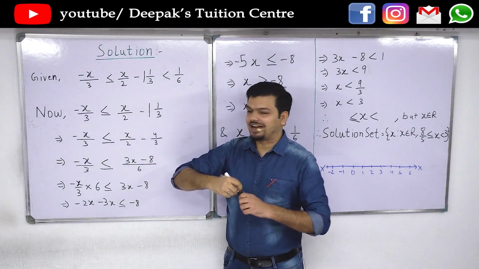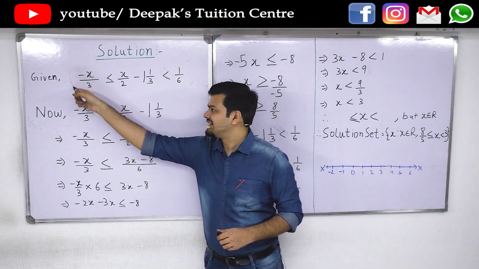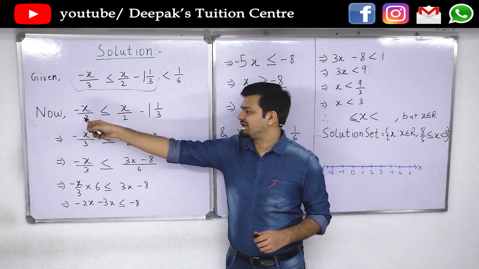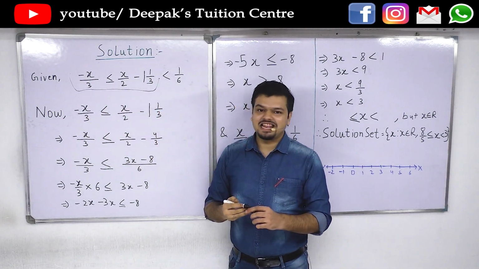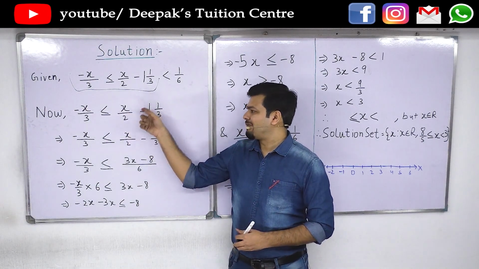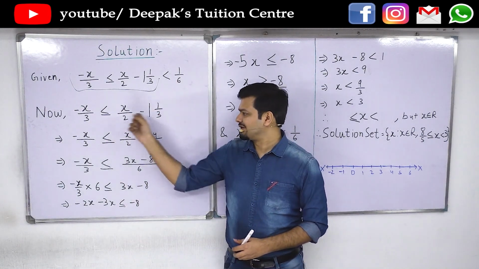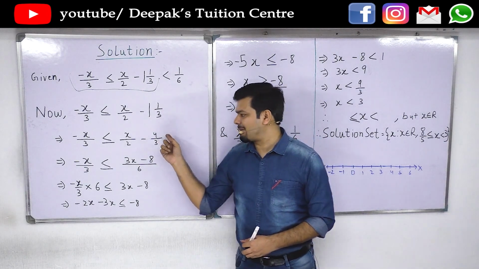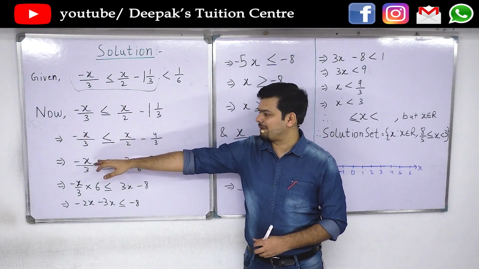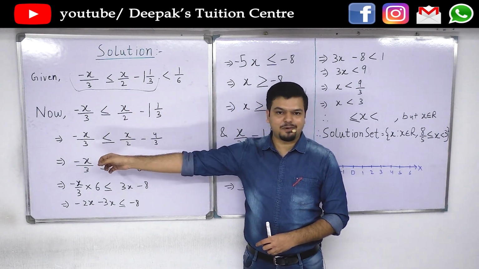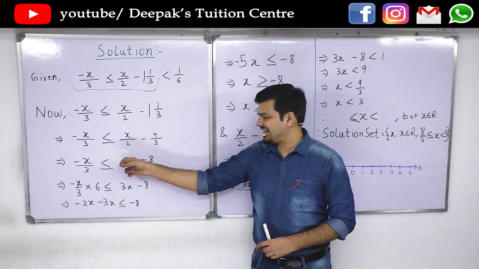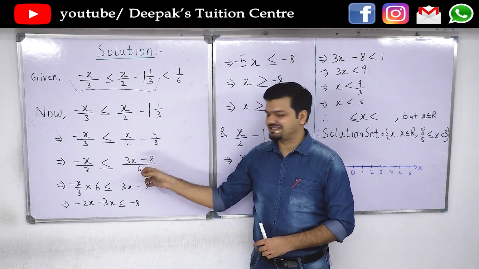So we'll divide the inequation into two parts. The first part is minus x by 3 less than or equal to x by 2 minus 1 by 3. We convert 1 by 3 into an improper fraction. Rest everything is copy pasted. And then we take an LCM on the right hand side. So we get 3x minus 8 divided by 6.